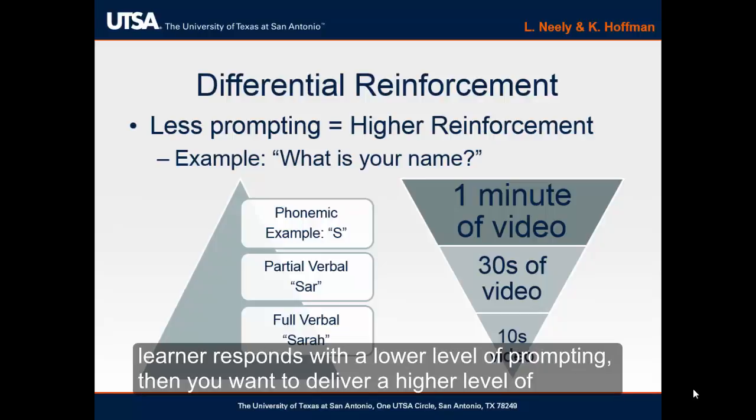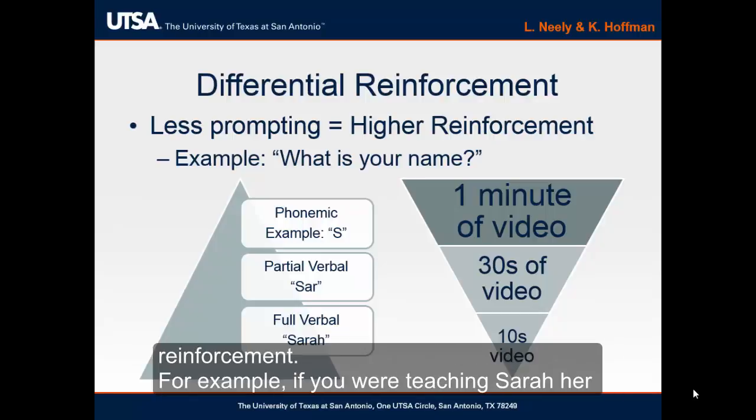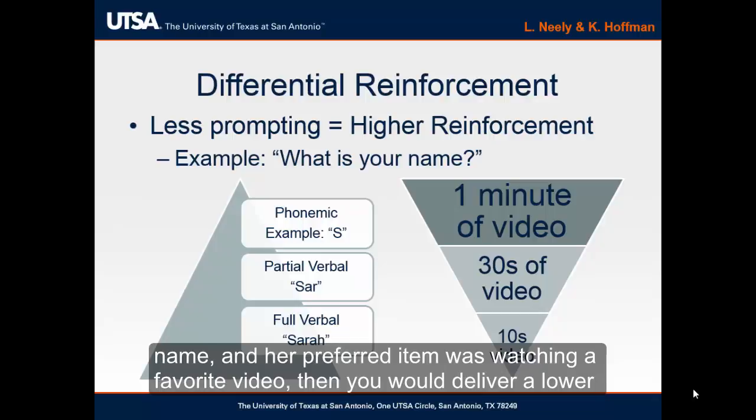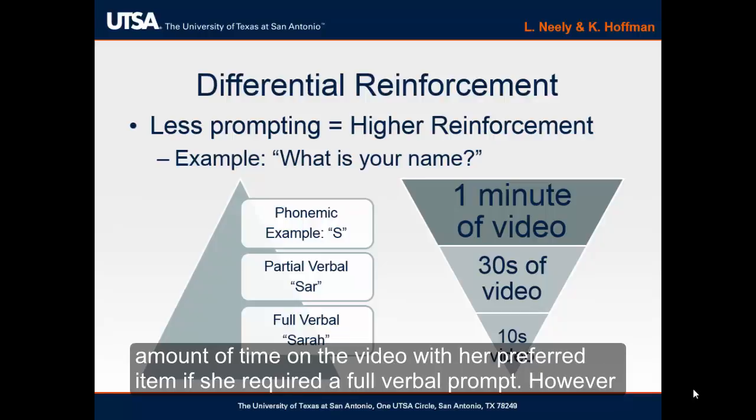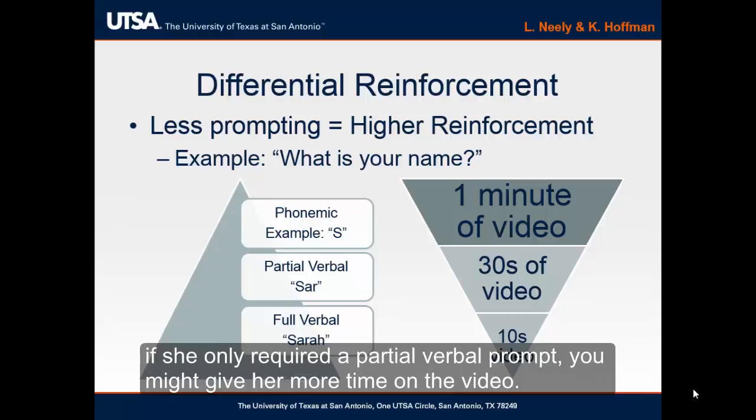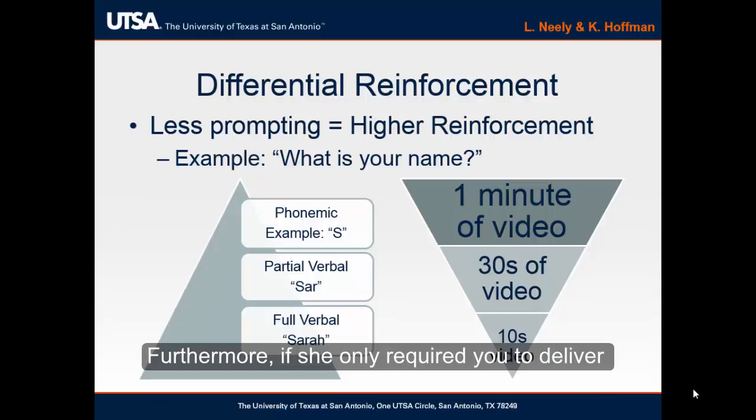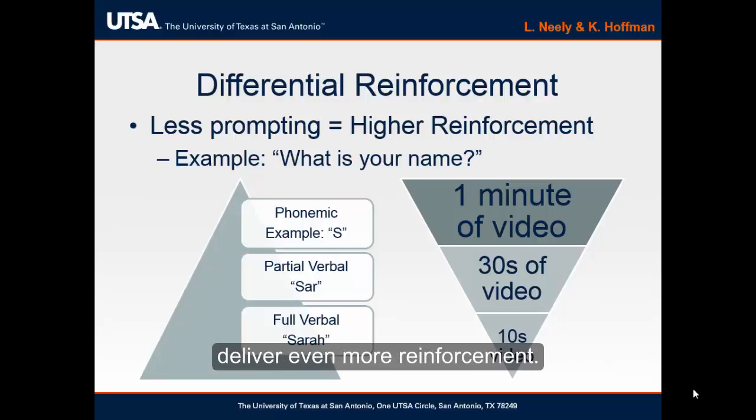If your learner responds with a lower level of prompting, then you want to deliver a higher level of reinforcement. For example, if you were teaching Sarah her name and her preferred item was watching a favorite video, then you might deliver a lower amount of time on the video with her preferred item if she required a full verbal prompt. However, if she only required a partial verbal prompt, you might give her even more time on the video. Furthermore, if she only required you to deliver the first sound of her name, then you might deliver even more reinforcement, 1 minute on the video.